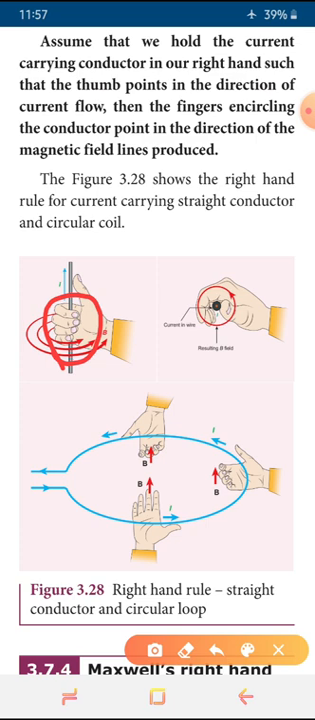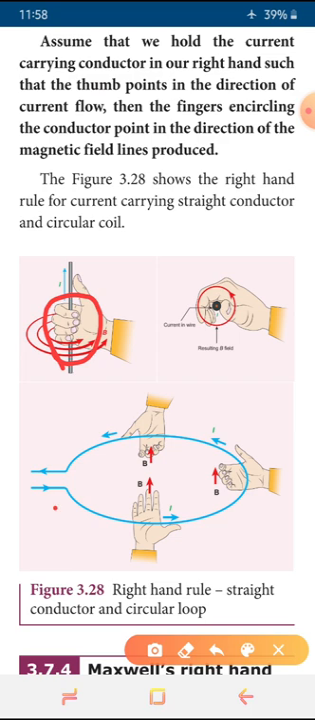Okay, just for assumption. Now the electric current is flowing through the conductor and the thumb shows the direction of electric current. Then we can say what direction the 4 fingers show. These 4 fingers show the direction of magnetic field. This is the answer for this right hand thumb rule. Understood?